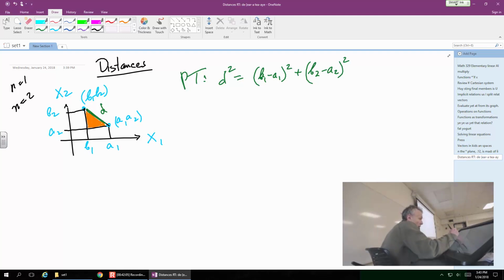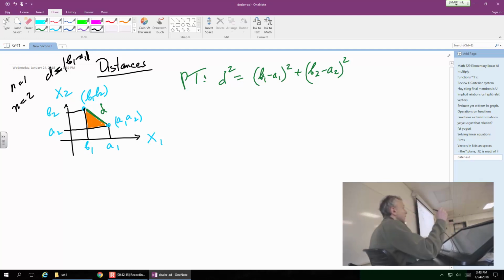In n equals 1, by the way, the distance is simply equal to the absolute value of, say, b1 minus a1. I'm not sure if I need to go over this one more time. On the line, every point is represented by a single number. To find the distance between them, all you have to do is just subtract and take the absolute value. Okay, that's what I have here.